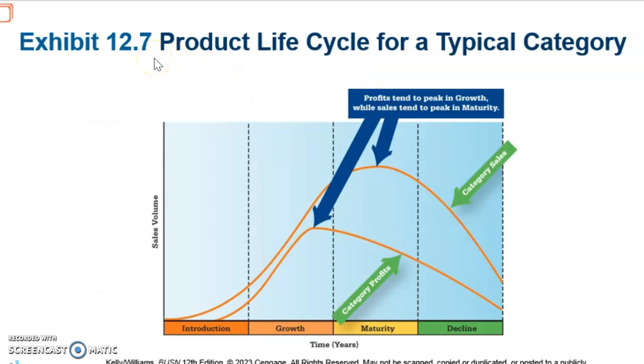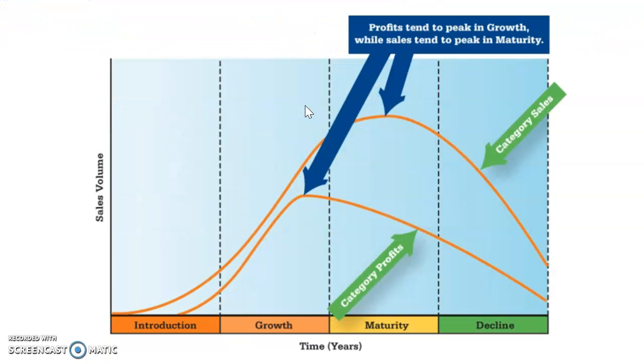Exhibit 12.7 shows the product life cycle. All right, so here you see sales volume, and on the bottom you see time. The bottom line is the profits, and then the top line is the total sales, because remember, you're going to make sales, you're going to have the cost of those goods, and to get to your profit, you'd have to take out that. So profit is the bottom line.